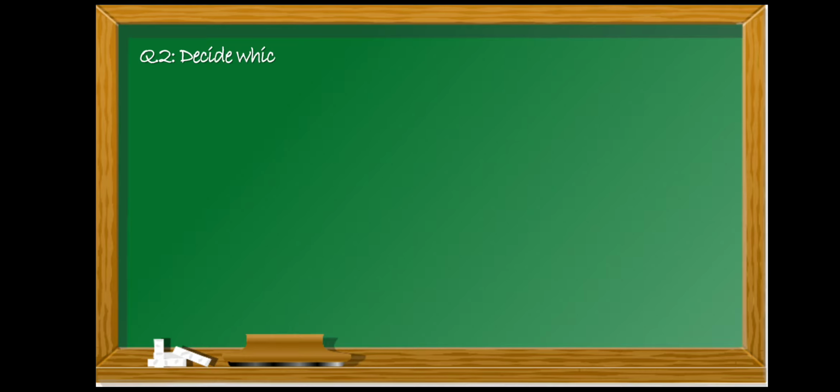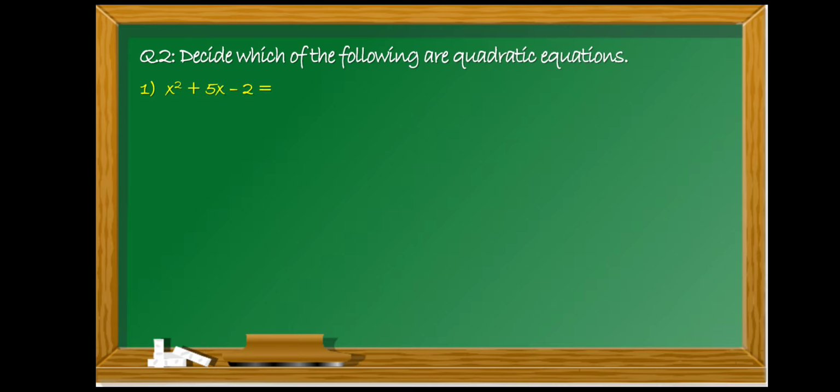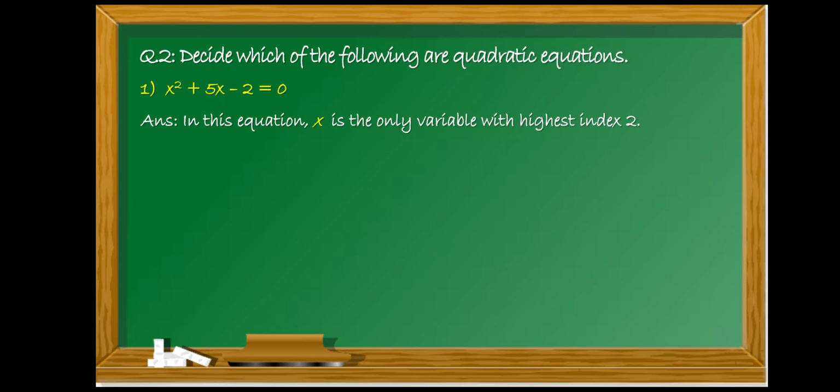Question number 2. Decide which of the following are quadratic equations. The sixth equation is given in your textbook, in your practice set. You have to decide by following the rule of the quadratic equation. So the first one is ax square plus 5x minus 2 equal to 0. You will see the highest index power of the given variable is 2. x is the only variable with the highest index power. So therefore it is a quadratic equation. The given equation is the quadratic equation.